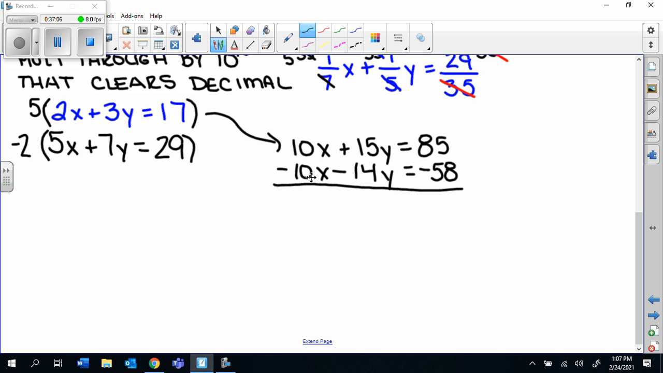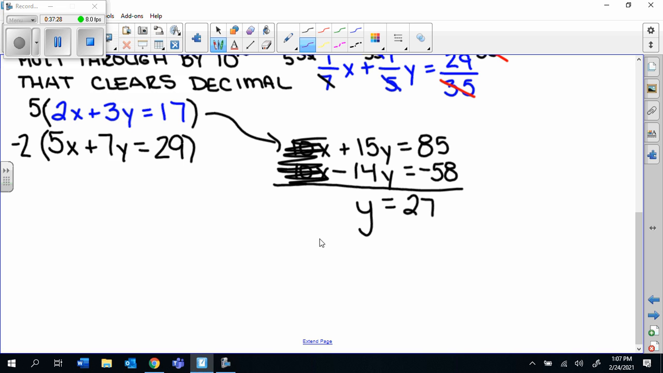So 10 take away 10, goodbye. 15 minus 14, y is just 1y, so that's great. And then 85 minus 58, I feel like that's 27, but let me double check. Oh, look at me, 27.